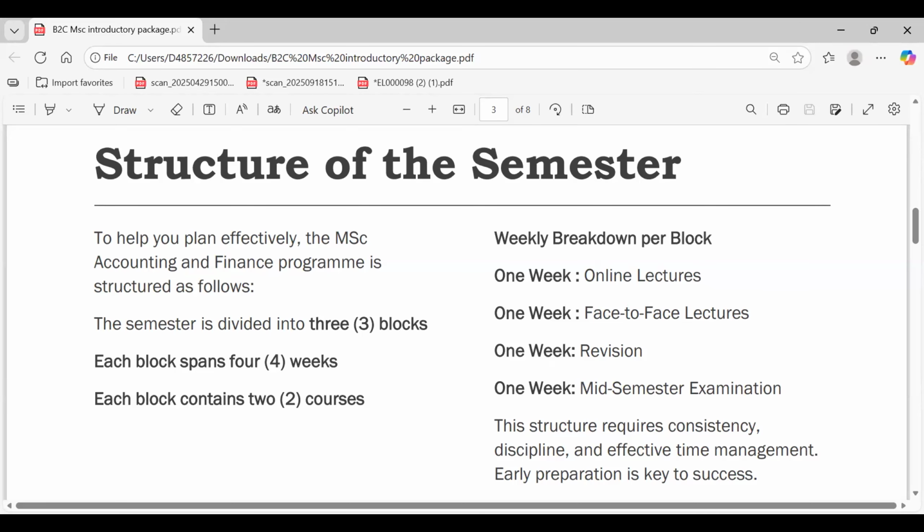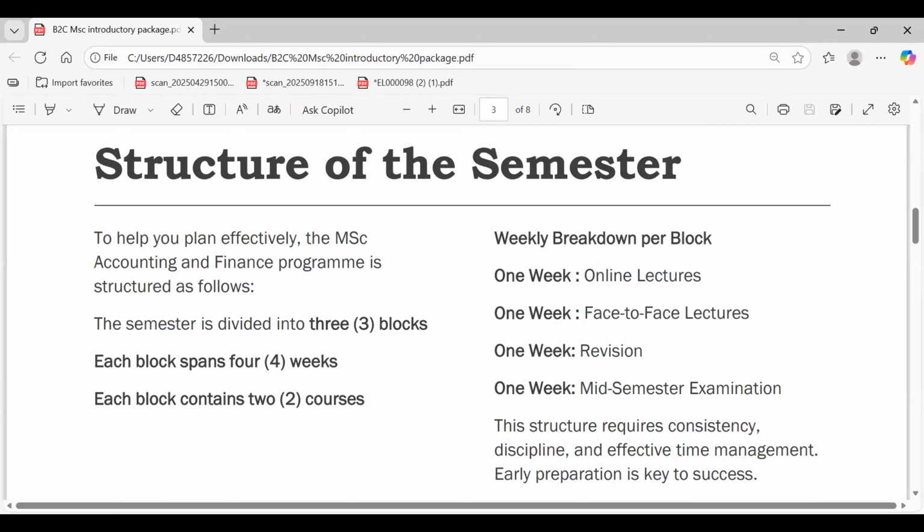And this is how the block is divided. Of the 4 weeks, we have 1 week for online lectures, another week for face-to-face lectures, 1 week for revision, and finally 1 week for midterm. So if week one is online, the online will be done for all centers: Kumasi, Accra, Tamale, and Takoradi. Everyone will do an online course for that particular week.